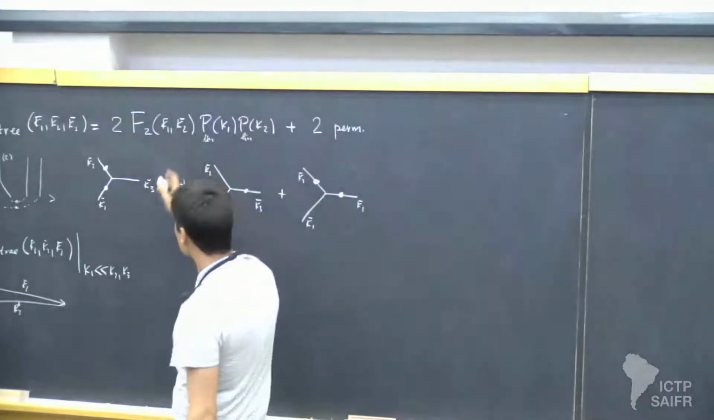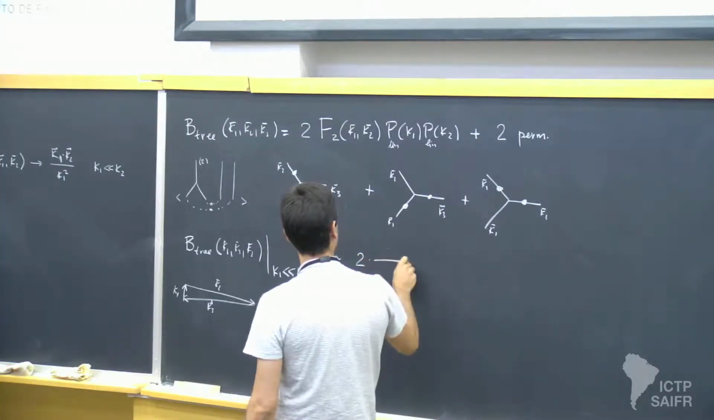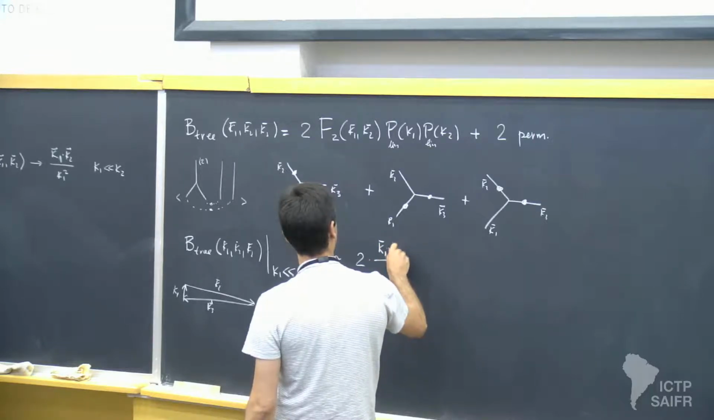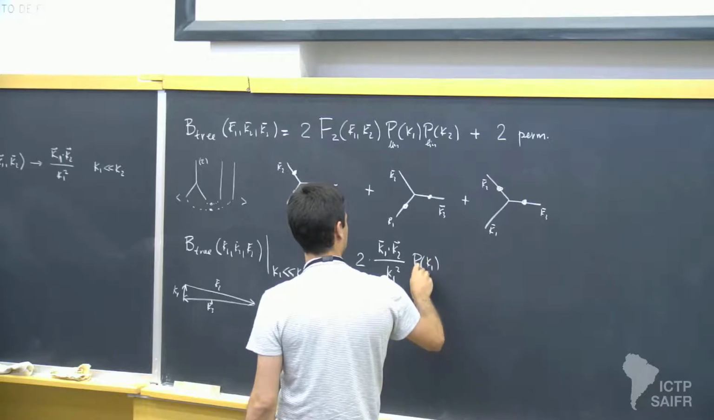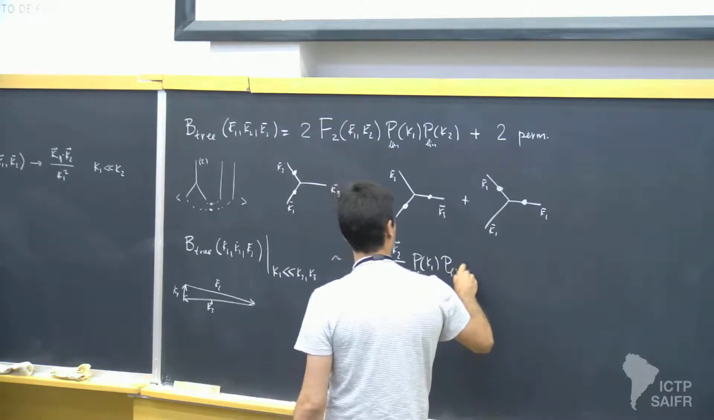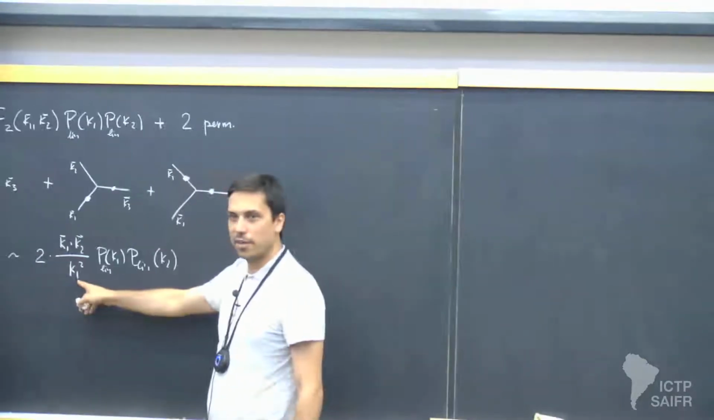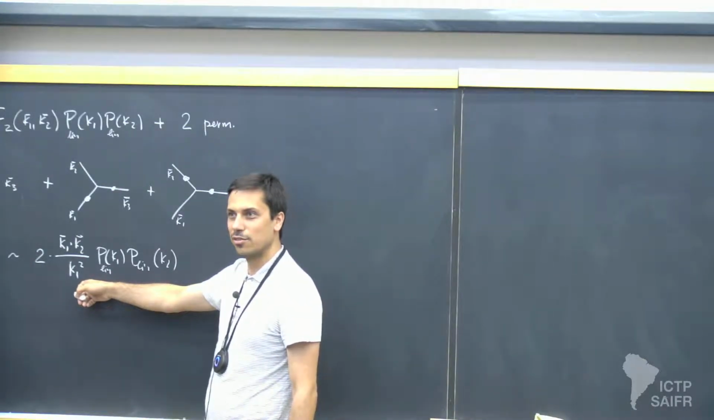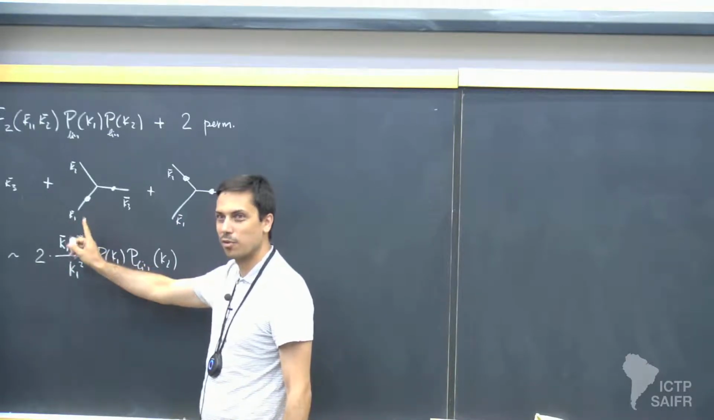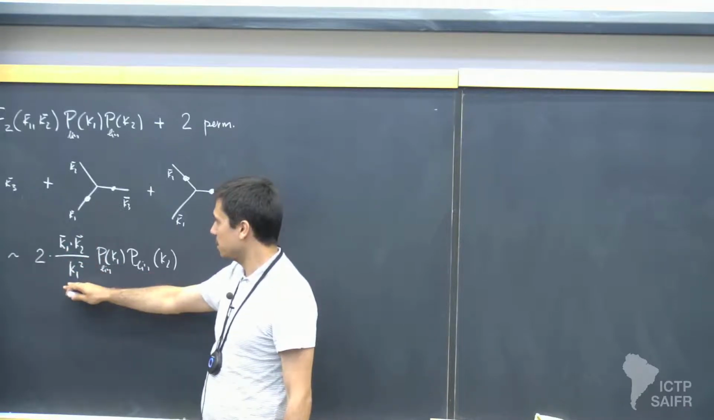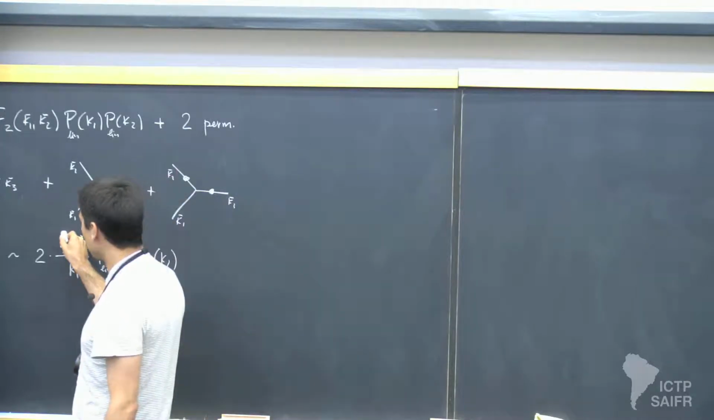You see, here you're going to get a contribution which looks like that. There will be 2 times K1 dot K2 divided by K1 squared, P linear of K1, P linear of K2. So this infrared enhancement comes again. So you see, when K1 goes to 0, basically, this thing explodes. And that is a bit maybe worrisome or strange, that you're so sensitive to the infrared modes.